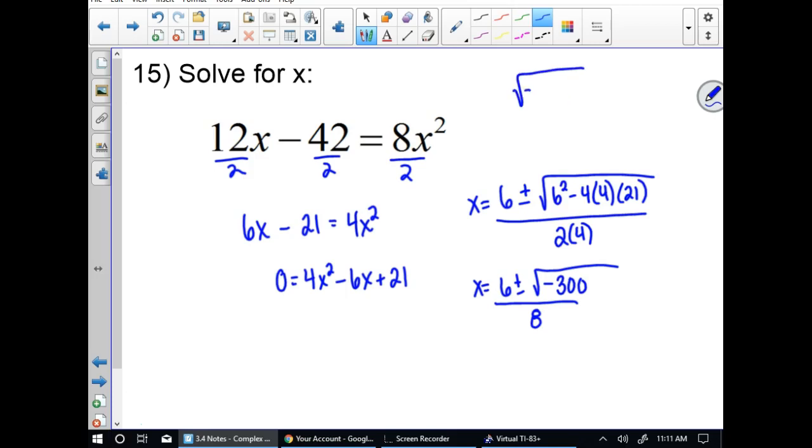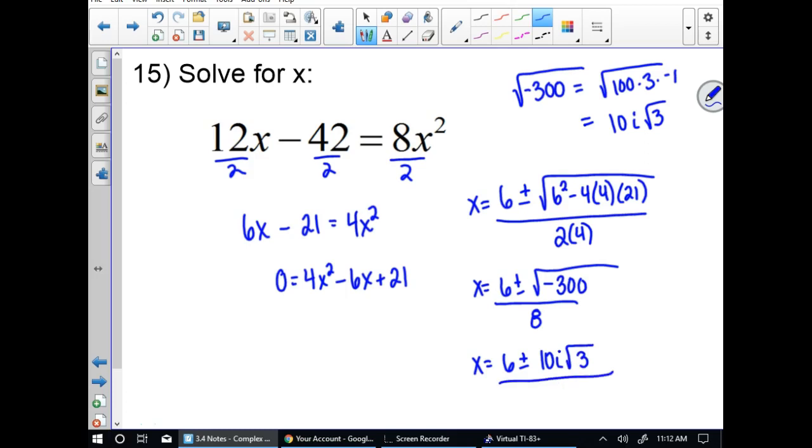The square root of negative 300 will break down. So, David, how could I break down the square root of negative 300? Not 10 and 3, but 100 and 3, yeah. So we do 100 times 3, and then we've still got that negative 1 also, right? So the square root of 100 is 10. 3 stays underneath. The negative comes out as an i. All right. So this is going to be x equals 6 plus or minus 10i square root of 3 all over 8.